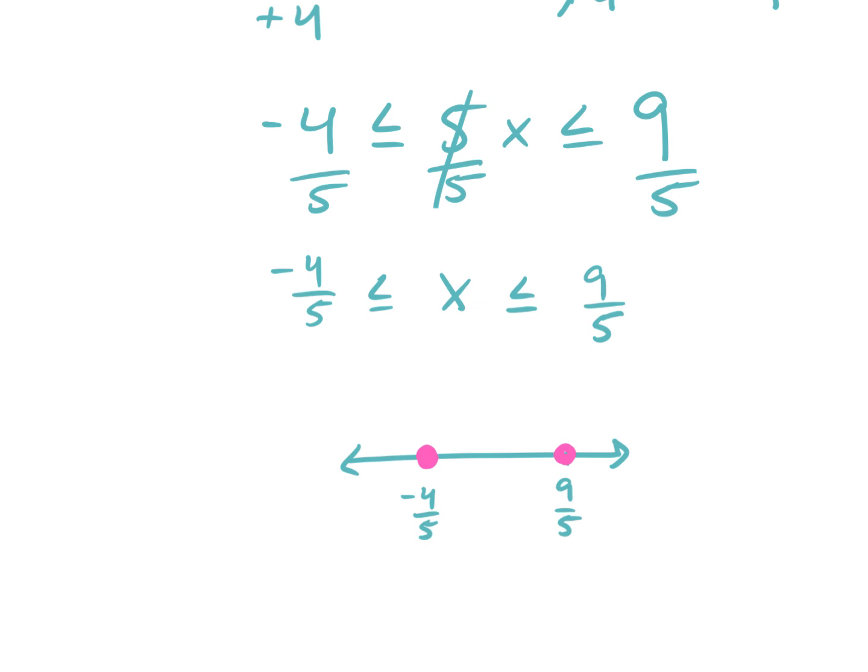Do we shade in between or outside? Let's test a number. What's a number in between negative 4 over 5 and 9 over 5? 0. I mean, there's lots of numbers in between that you can try, but 0 is going to be a nice, easy one to try. So is negative 4 over 5 less than 0? Yes. Is 0 less than 9 over 5? Yes. So since it works in both of them, it's true. We're going to shade where 0 is, which is in between.